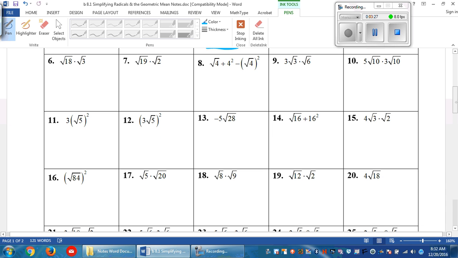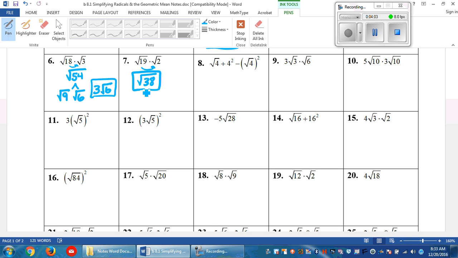6 and 7 are just like number 5. When you do 18 times 3, you get root 54. And then we can use our chart to break that up to root 9 and root 6 to get 3 root 6. 19 times 2, same root, so we can get root 38. And what's nice about root 38, we can't get anything out of it. 4 doesn't go into it, 9 doesn't go into it, 16 doesn't go into it, 25 doesn't go into it, neither does 36, and now we're too high.